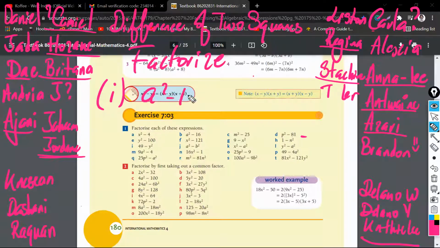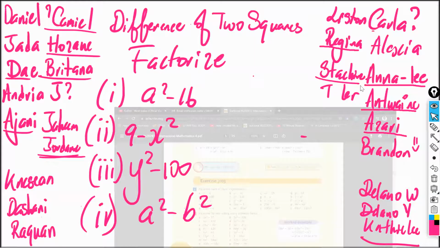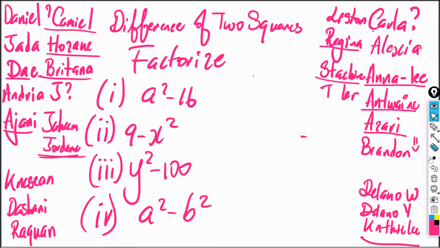First, a squared minus 16. Second, 9 minus x squared. Third, y squared minus 100. And the last one, I'm going to make this one interesting: a squared minus b squared. So guys, try these 4. Everybody try these 4 on the board, and then we're going to go through them.